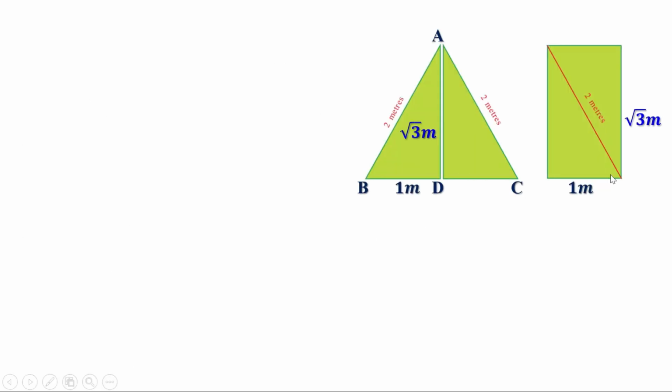Now what is the area of this rectangle? Area of a rectangle is length into breadth. Here length is root 3 meters and breadth is 1 meter. Can we say area of this rectangle equals root 3 into 1, or that is equal to root 3 square meters? Let us check. This is a rectangle with sides root 3 and 1.